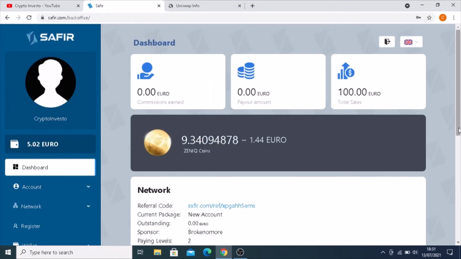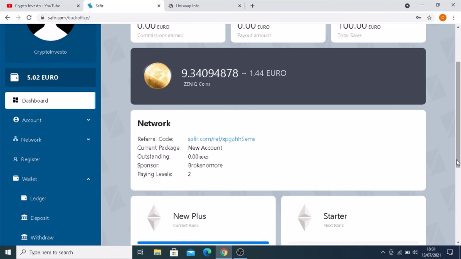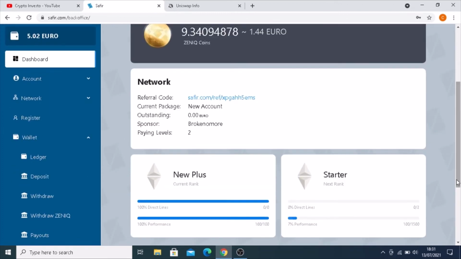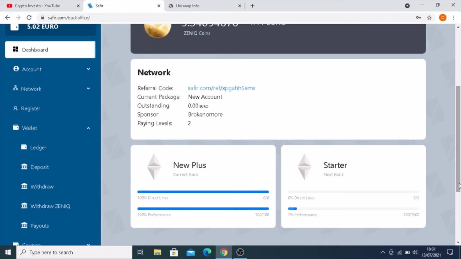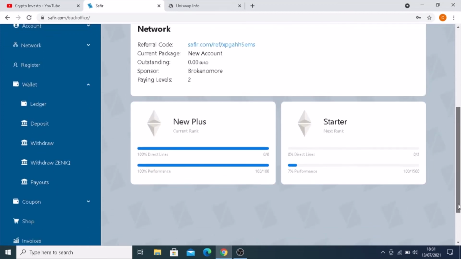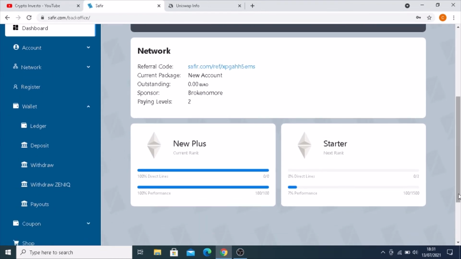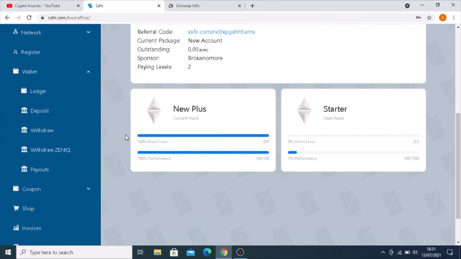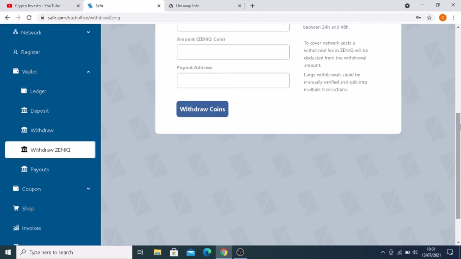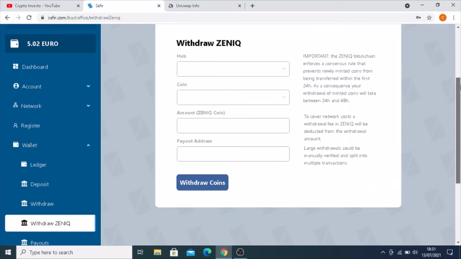So yeah, if you are thinking about depositing, bear in mind you'll need some sort of crypto wallet or a crypto exchange that you can exchange the money to and from the platform. And once you have bought your package and started earning rewards, you go to withdraw Zenic, and let's have a little peek.